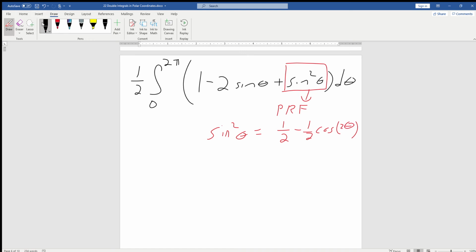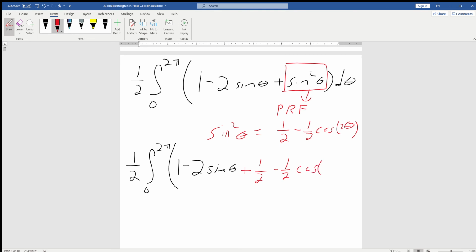Once again, I'm going to rewrite our expression. I'm going to rewrite it a couple times. 1/2 integral 0 to 2 pi. We still have the 1. We still have the 2 sine of theta. Instead of sine squared of theta, we're going to write that as 1/2 minus 1/2 cos of 2 theta. And then we still have our d theta.